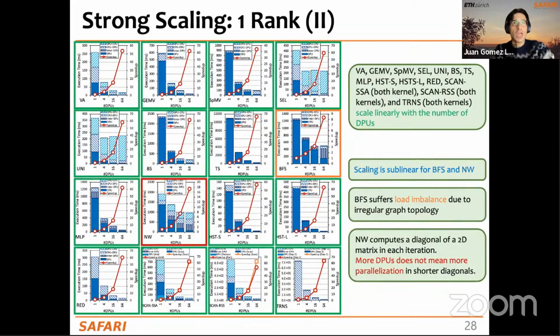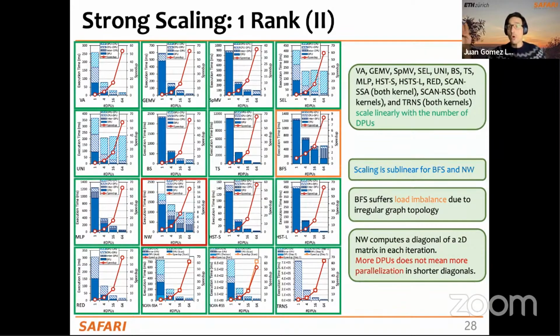And in the case of NW, the reason is related to the way that NW operates. NW operates on the diagonals of that two-dimensional matrix. If you think about the diagonals, they all have a different length, right? Depending on the particular diagonal, you would need to use more DPUs or fewer DPUs. So even if we allocate 64 DPUs, or even 2000 DPUs, we will use as many DPUs as we really need for the length of the diagonal that we are processing in each iteration.